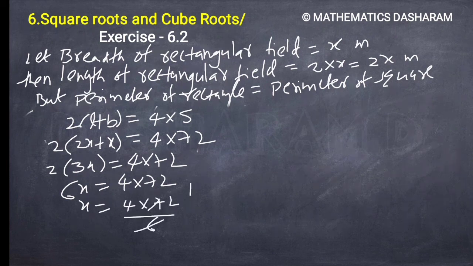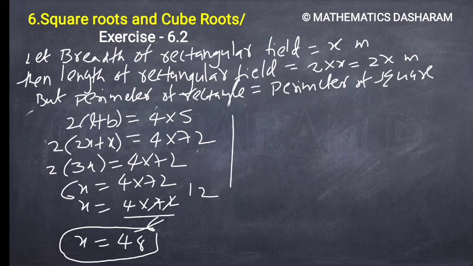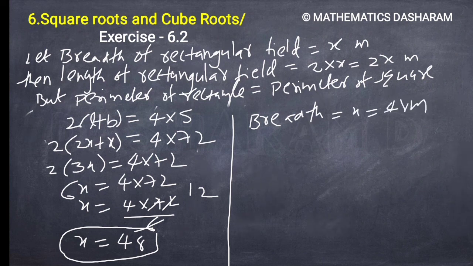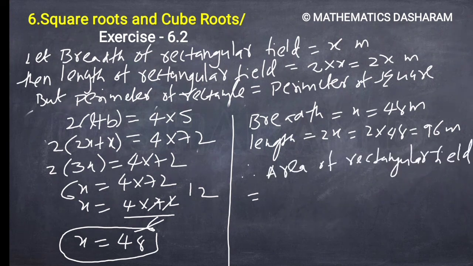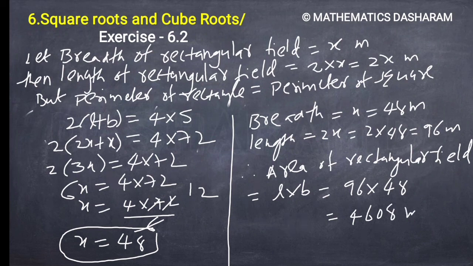Here 6 ones are 6, 6 twos are 12. Then 4 into 12 is 48. So therefore the breadth of a rectangular field is x, then x value is 48 meters, and the length of a rectangular field 2x, 2 into 48, 96 meters. So therefore our required answer is the area of a rectangular field. So what is the formula? Length into breadth. So length is 96 and breadth is 48. It is equal to 4608 meter square.